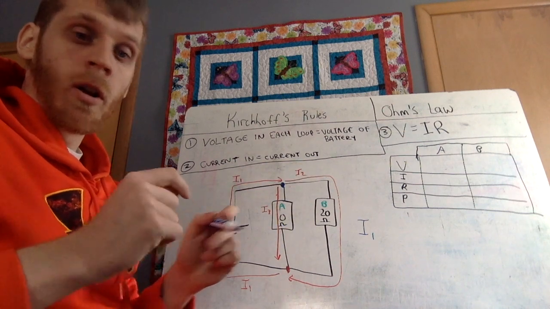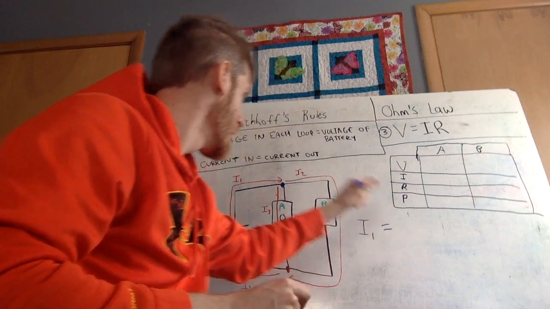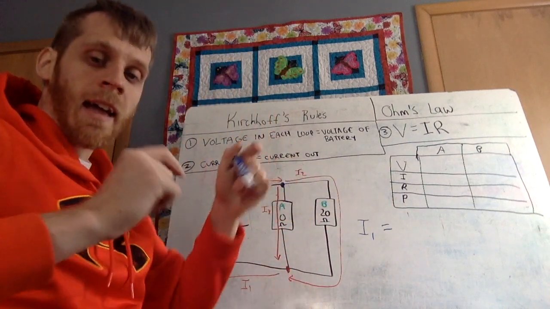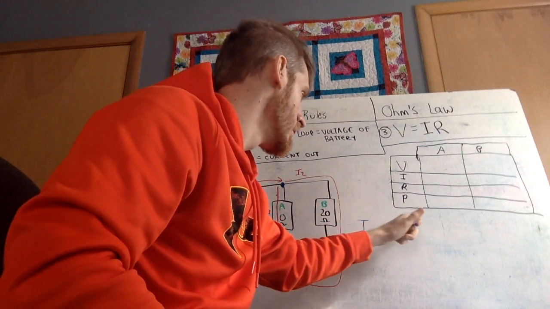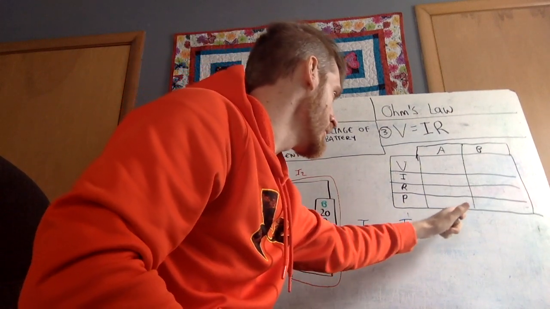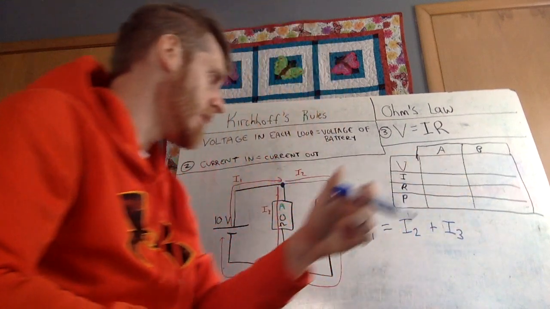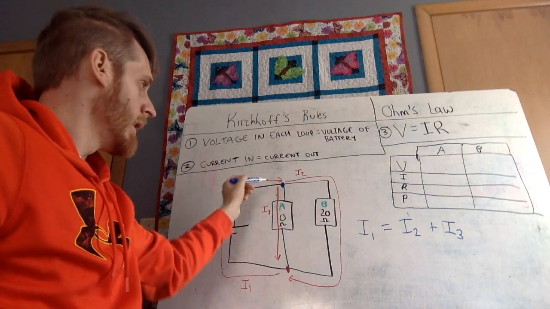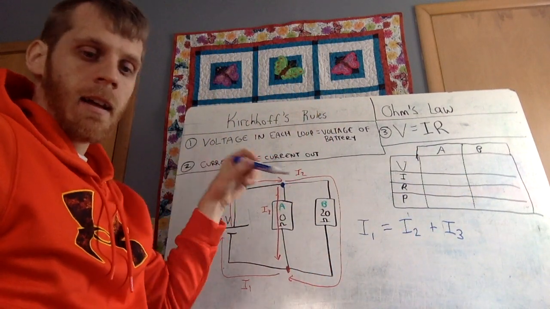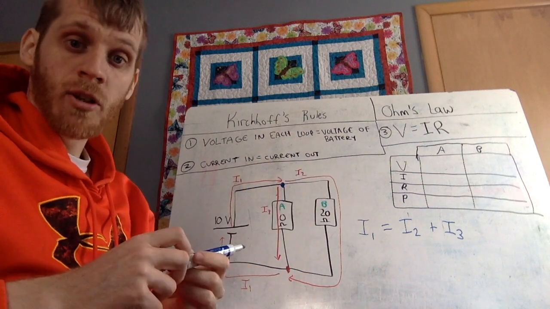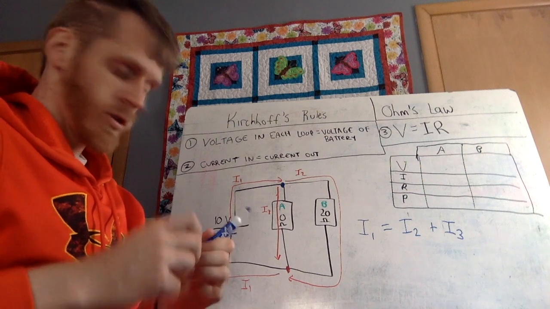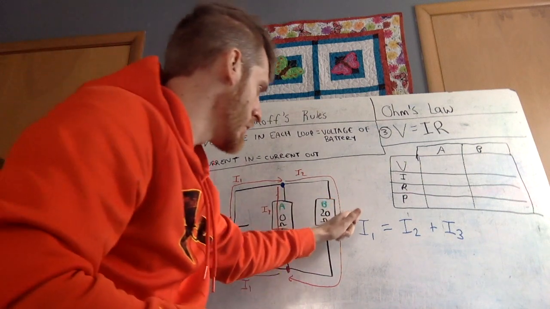Those two currents are going away, so according to this rule, the current in, which is I1, has to equal the current out, which would be I2 plus I3. Those two currents are leaving that intersection. So the current in is I1, that's the arrow pointing towards the dot, and the two arrows pointing away from the dot are the currents that are leaving. They have to equal each other. So there's one equation right there. I'm going to put a box around that.